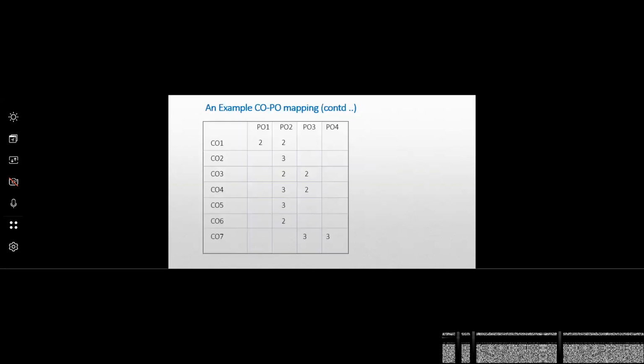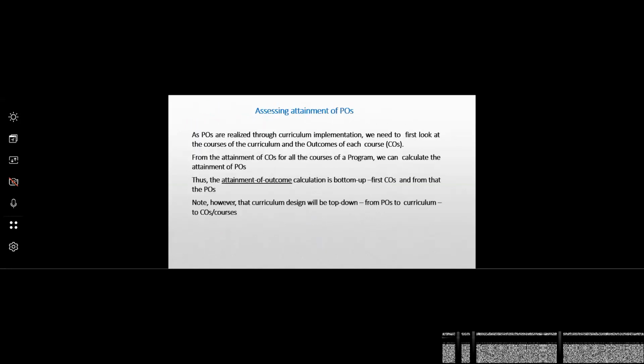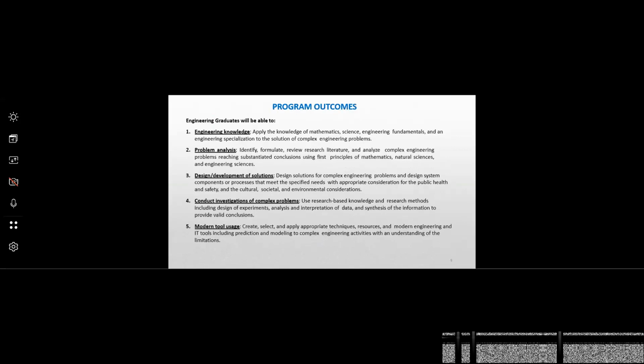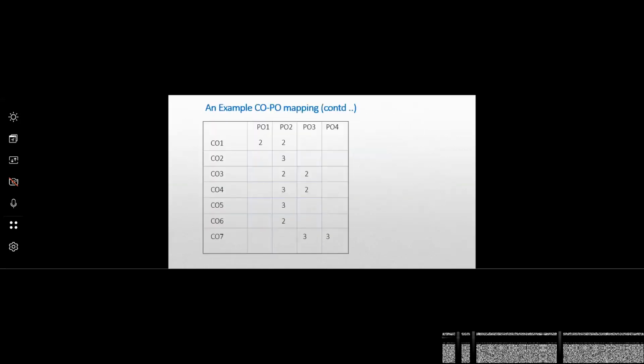Next slide, please. This is an example of CO-PO mapping. Now you can see CO1. As I said, in our previous course outcomes for heat and mass transfer, solve practical engineering problems using basic concepts of heat and mass transfer. Go to the slide. See here, program outcome 1, PO1, is mapped with CO1, and the level is 2.